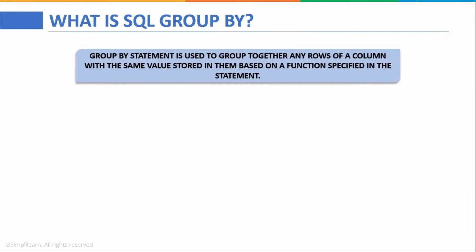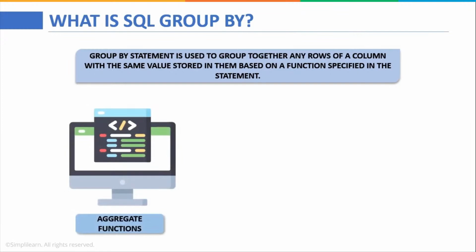The group by statement is used to group together any rows of a column with the same value stored in them on a function specified in this statement. Basically, the group by clause is used to group the rows with matching values using the specified condition. Now generally we use this group by clause with aggregate functions such as count, minimum, maximum and average.